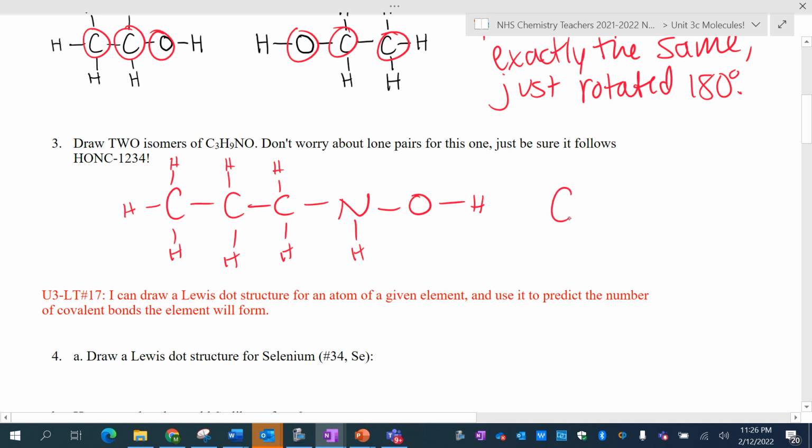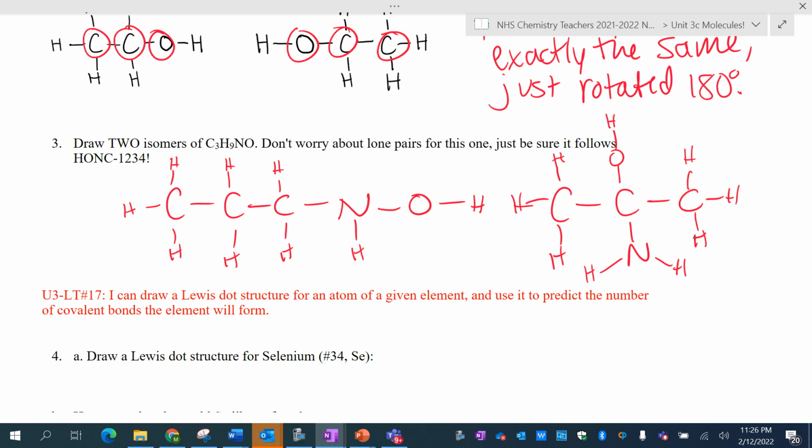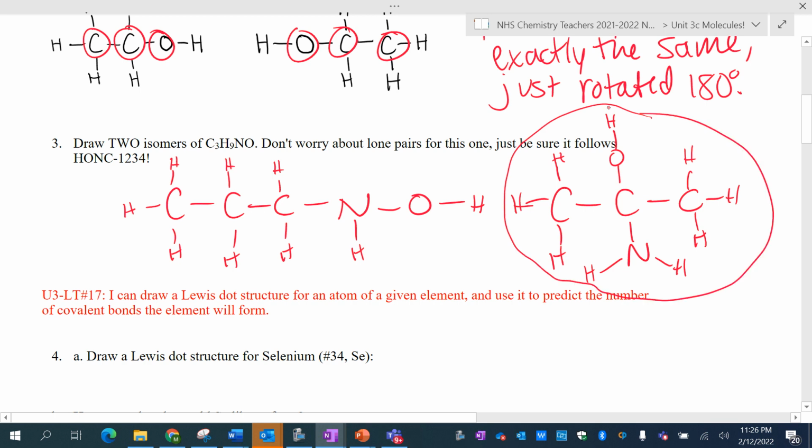And then I could do C, C, C. I could put the N off. I could put the O going up. It's still 9 hydrogens. And these are very different arrangements. You can even see this one is more spherical. This one is more linear.